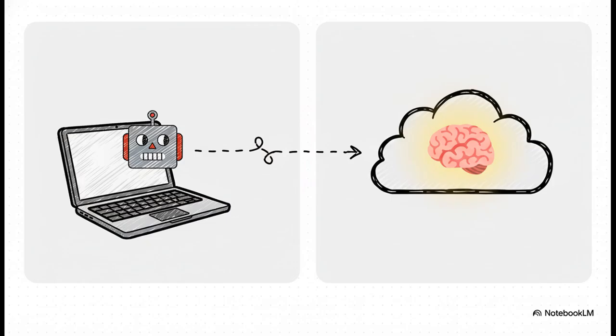The best way to think about this is a classic division of labor. You've got the agent, that's your local assistant, your hands-on tool that lives right there on your computer. And then you have the model. That's the super powerful brain in the cloud that the agent calls up for the heavy lifting. Let's dig into what each one actually does.